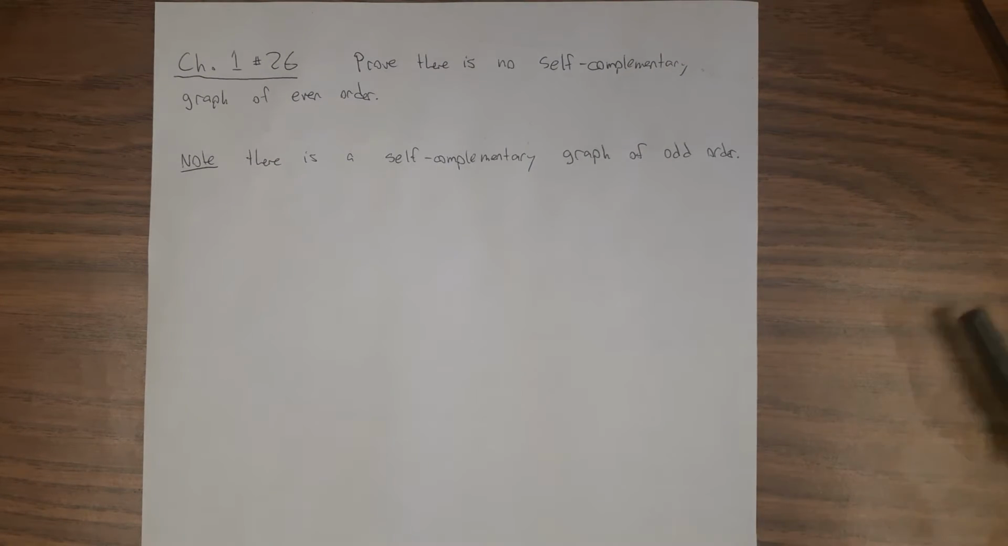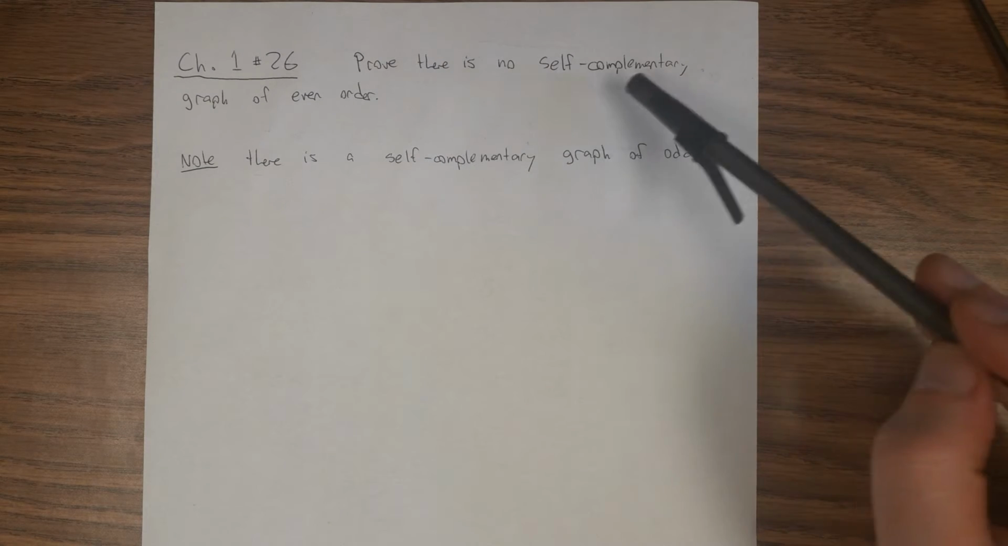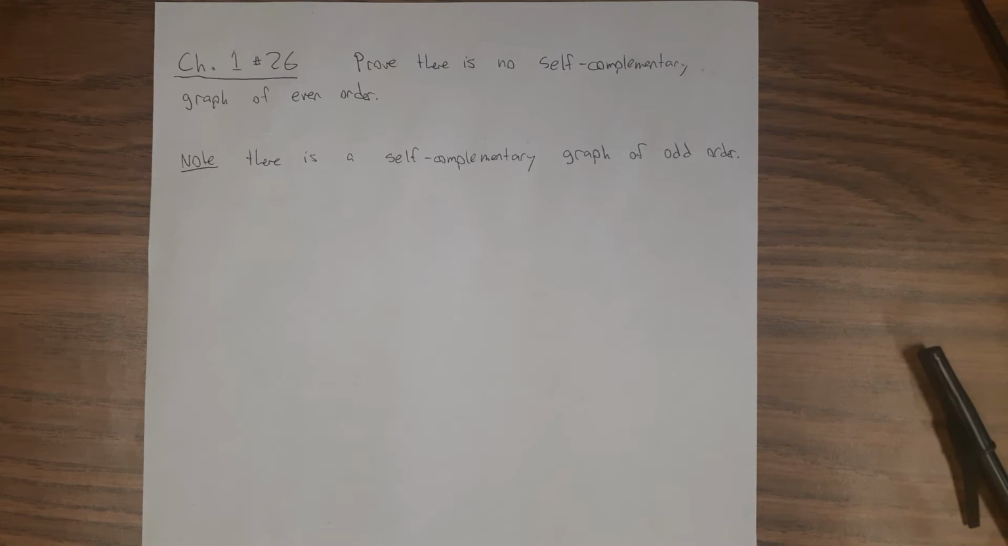So now I'm going to do another one that's out of the exercise at the end of chapter 1. And for this, you really do have to have read the sections 1.4 through 1.6. In particular, I think it's 1.6 that has the graph operations. We're going to prove that there's no self-complementary graph of even order. But first, we're going to talk about what that means just a little bit.